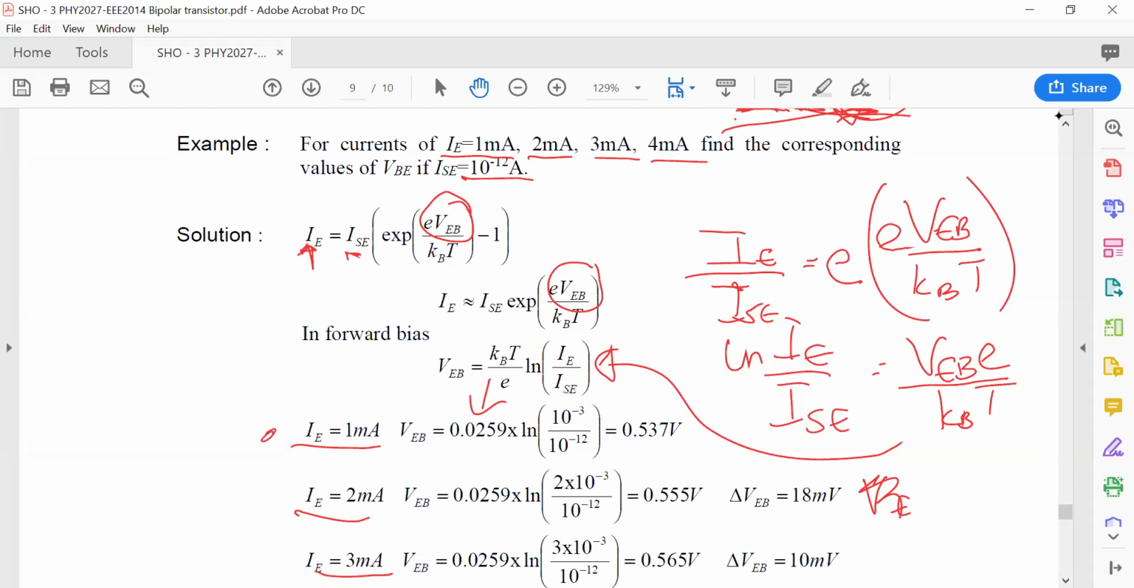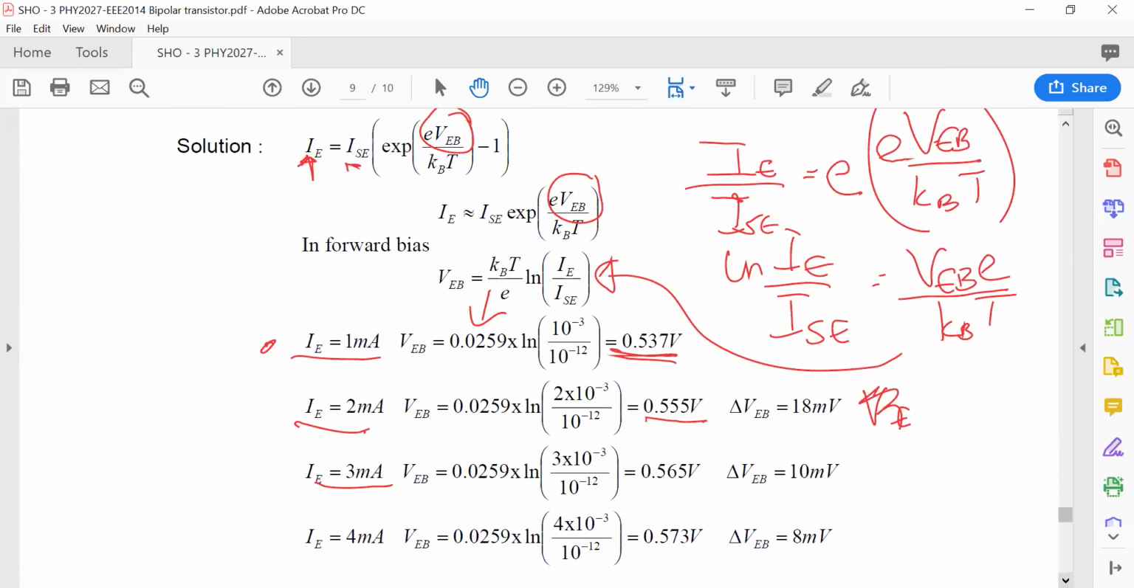If we initially take an emitter current value of 1 milliamp and put these numbers in, you get a voltage VEB of 0.537 volts. Do the same for 2 milliamps, you get 0.555 volts. For 3 milliamps, 0.565 volts will be required at the emitter base junction. If you wanted 4 milliamps, then you'd need a base emitter voltage of 0.573 volts. So you can see that all of these are going to have a shift.